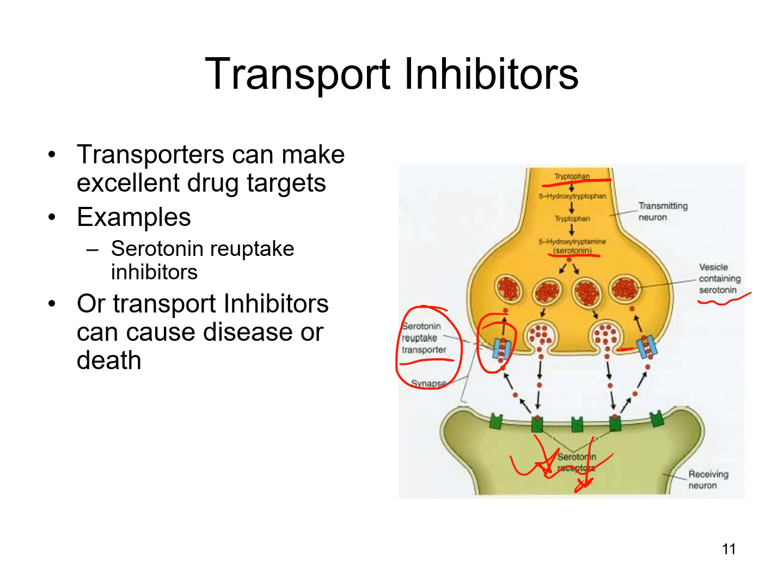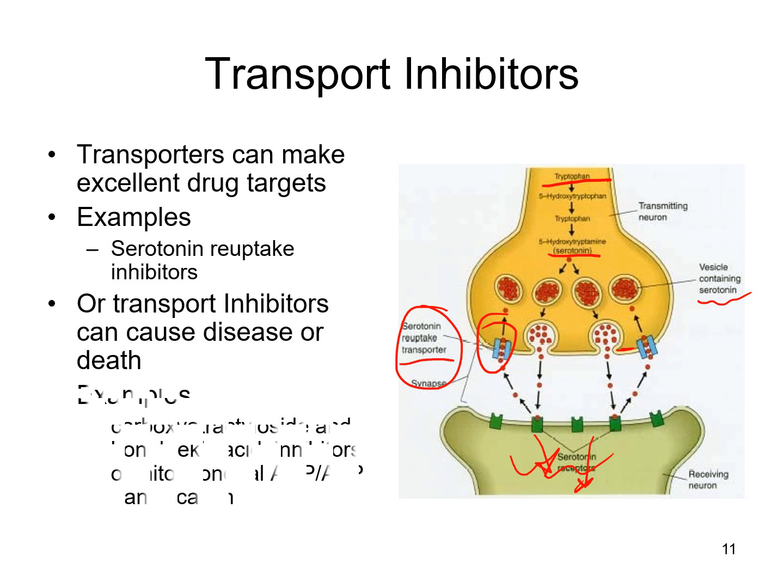Those transport inhibitors are designed to modulate mood and impact, like antidepressants. SSRIs are an example of an antidepressant. Transport inhibitors can also cause disease or death.